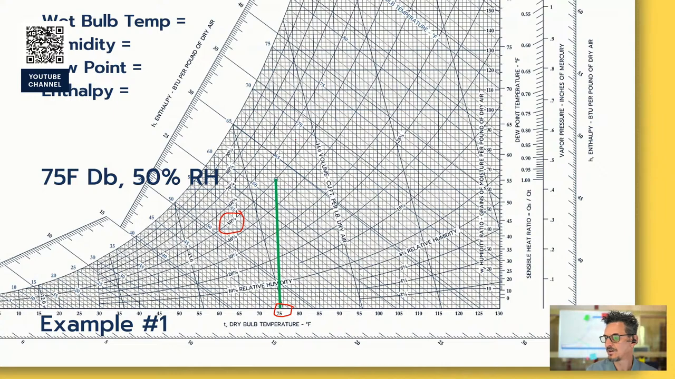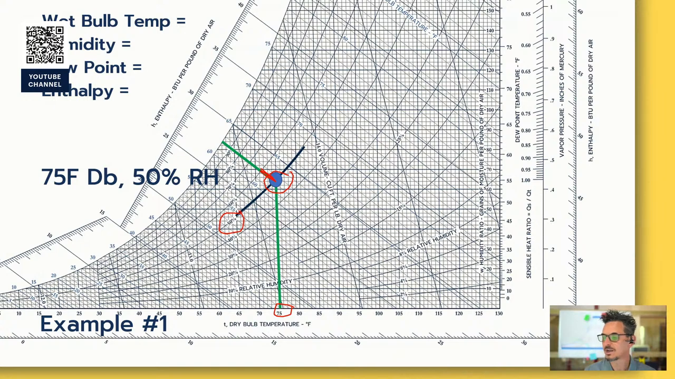So 75, 50%. Draw in the 50% RH line, and we'll put that intersect there. Now, from this intersection point, you can determine the wet bulb, humidity, dew point, and enthalpy. So what you do is take this point and find the wet bulb line that closely matches it and just draw it up to the wet bulb up here. That's how you find your wet bulb.